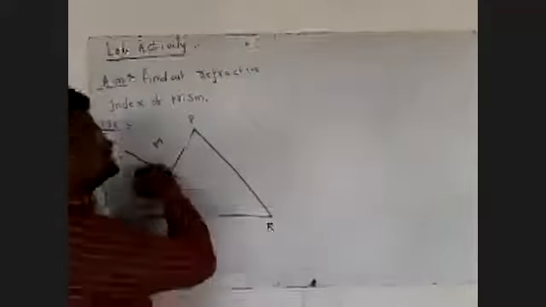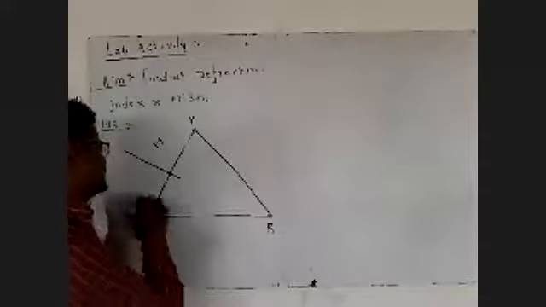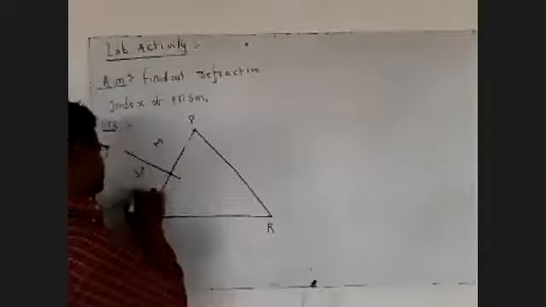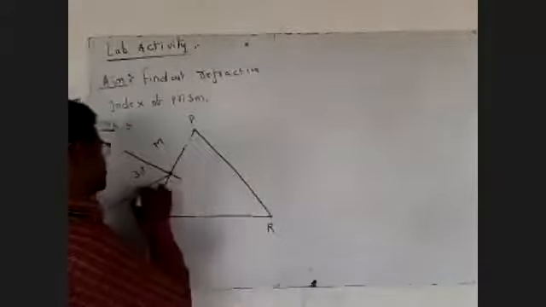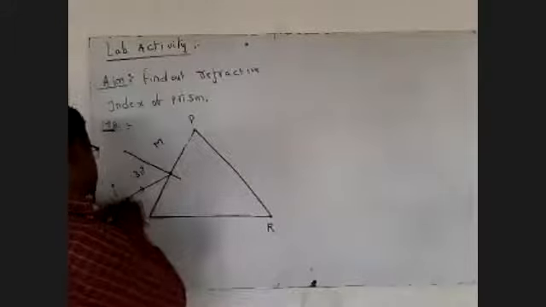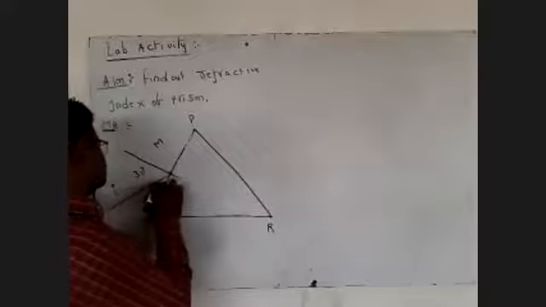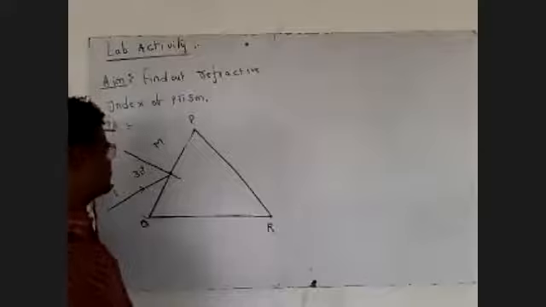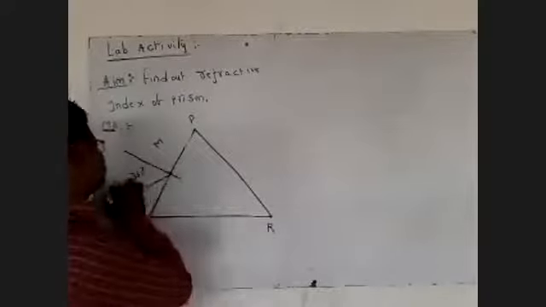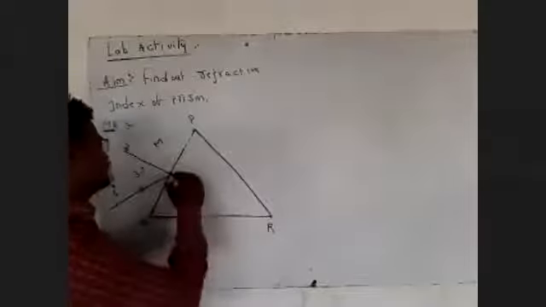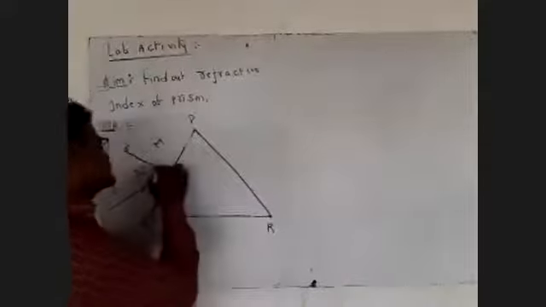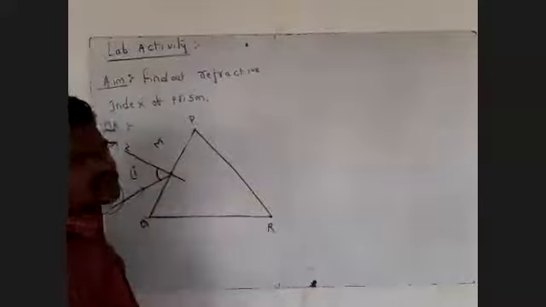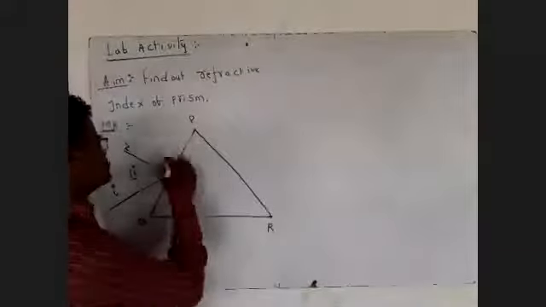And place the protector along the PQ line. On the PQ line, you mark 30 degrees. So this is a light ray that strikes the PQ surface of the prism. We call this the incident ray. This is the normal line. The angle between I and N, we call the angle of incidence. This is point M.